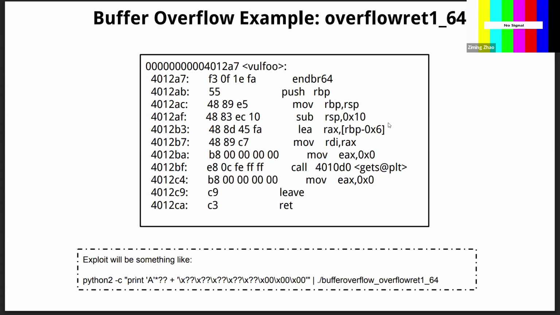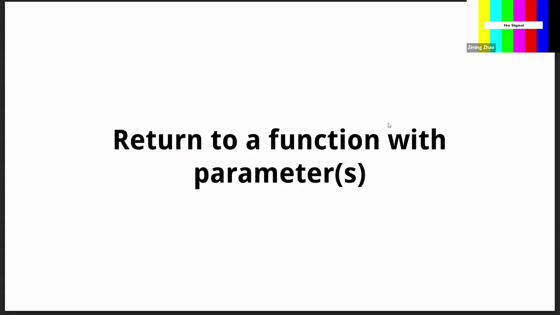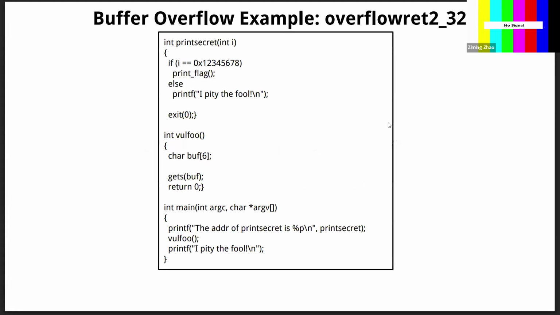Okay, let's keep moving. If you haven't finished this, this is your homework anyway. Now we see that we can return to a function, but the function we return to is print flag, and that function doesn't take a parameter. What if we want to return to a function that takes a parameter? How does that work? The idea is simple. You still need to overwrite the return address, and you use the stack to pass the parameter. So obviously, the parameter will be part of your overwriting. So in theory, it works.